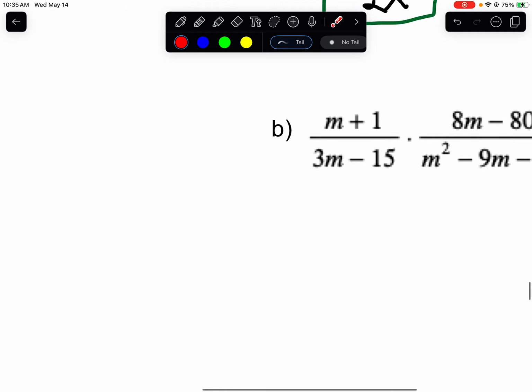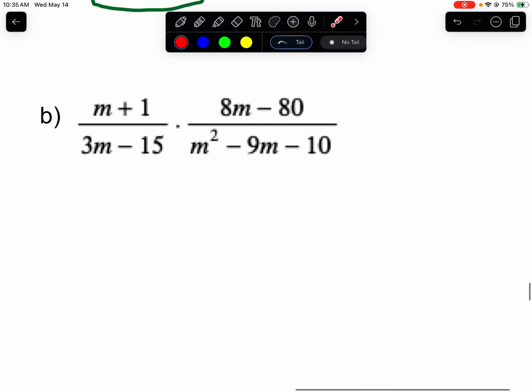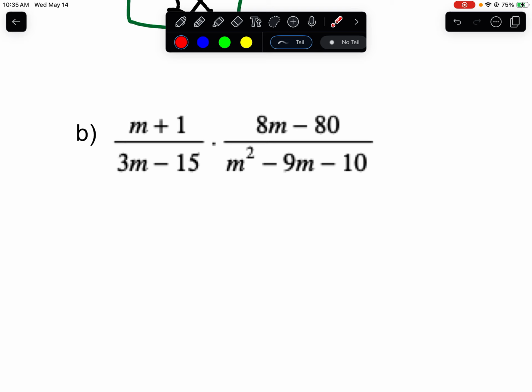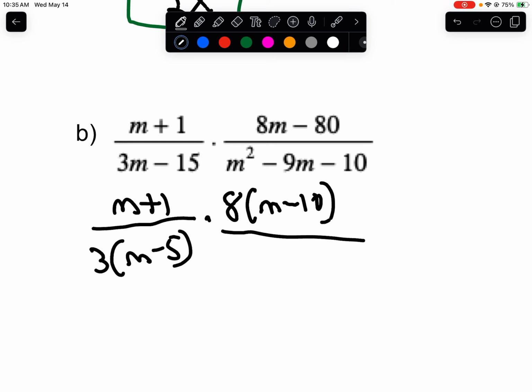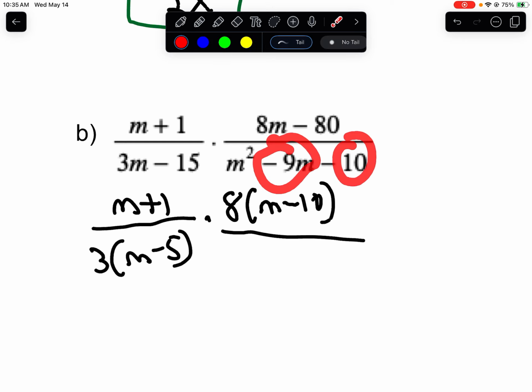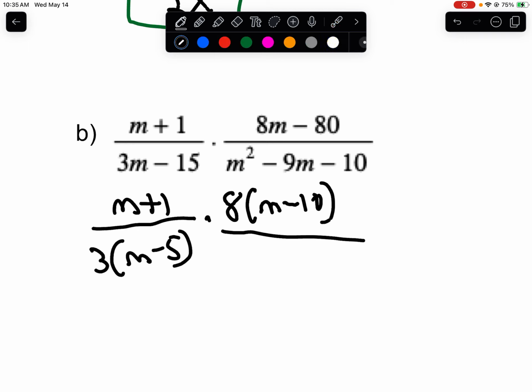Over here on B, factor everything. All right, I'm going to have to stop after this problem. So m plus 1 on bottom, that's going to be 3m minus 5 times, factor out an 8 here, so that's going to be m minus 10. Then on bottom, what multiplies to negative 10 adds up to negative 9. That's going to be m minus 10.